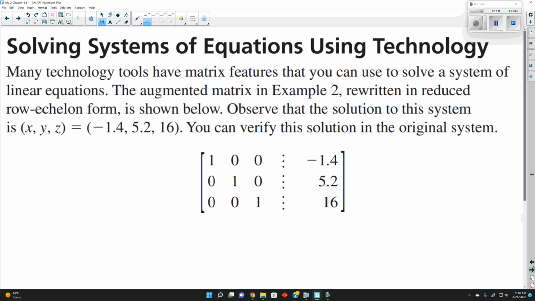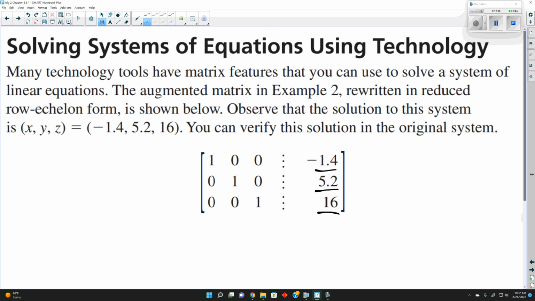Solving systems of equations using technology. Now, many technology tools have matrix features that you can use to solve a system of linear equations. The augmented matrix in example 2, rewritten in reduced row echelon form, RREF, is shown below. Observe that the solution x, y, z is -1.4, 5.2, and 16. It will give us the x, y, z for this here. And that would be our solution, as long as we have it inputted as x, y, z.